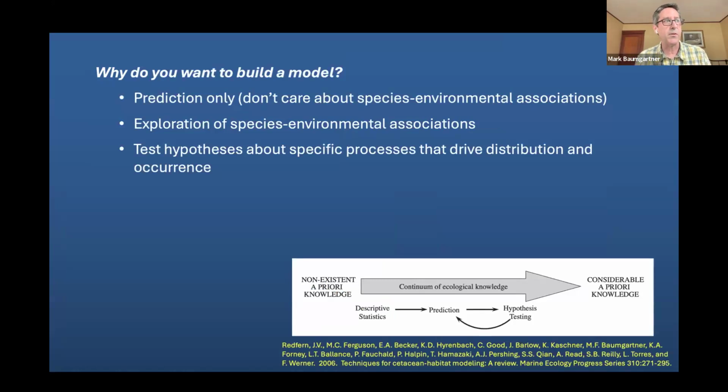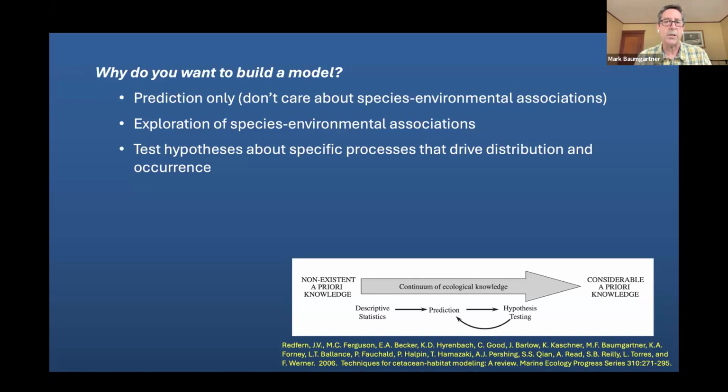Okay, so absolutely the most important thing you can do if you want to get into this work is to try to articulate why it is you want to build a model. So do you want to just do prediction only? Do you want to just estimate, say, density of animals and then extrapolate that to areas where we don't have a lot of observations, and you're going to use ocean conditions to help in that extrapolation process? There's lots of studies that do that. And that's something that can be really useful to do.